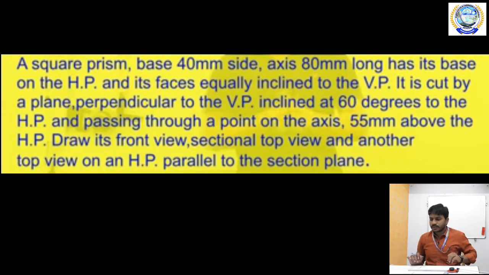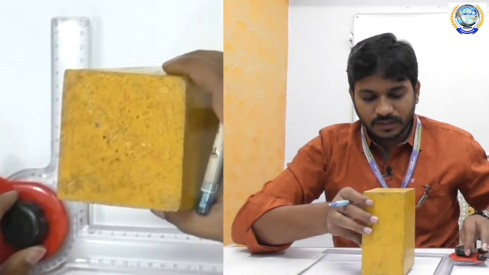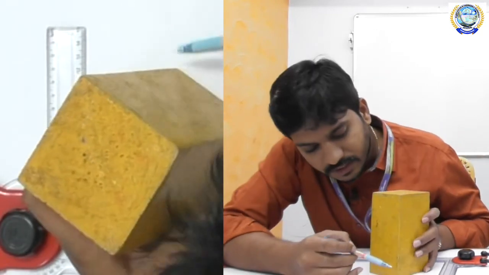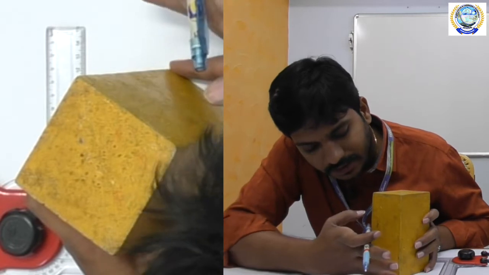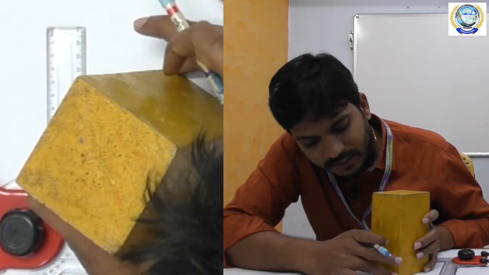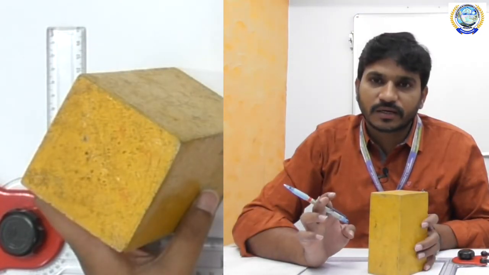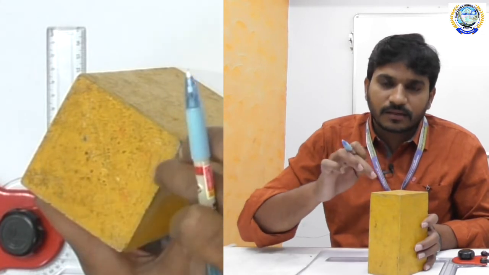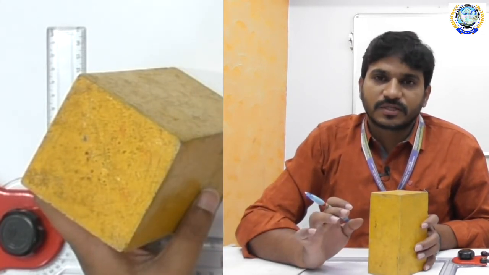Here a square prism is given. The base side length is given in the problem as 40 mm, and the height of the prism is 80 mm. First of all, I am going to draw the true shape of the object, that is a square, and then I am going to draw the front view of the object.